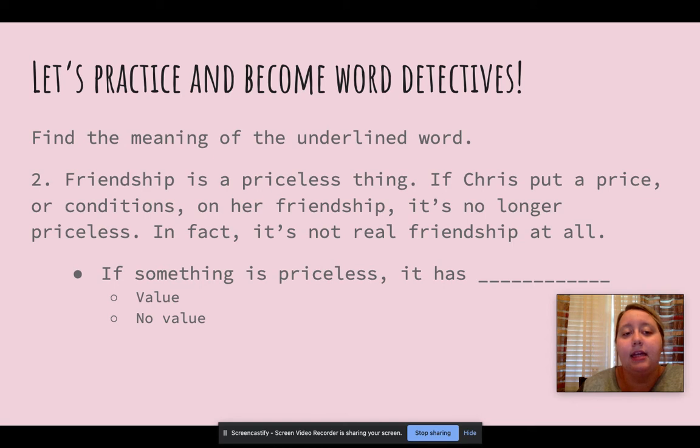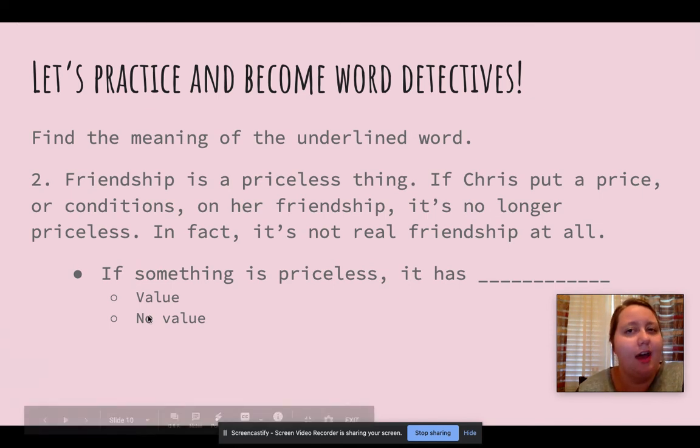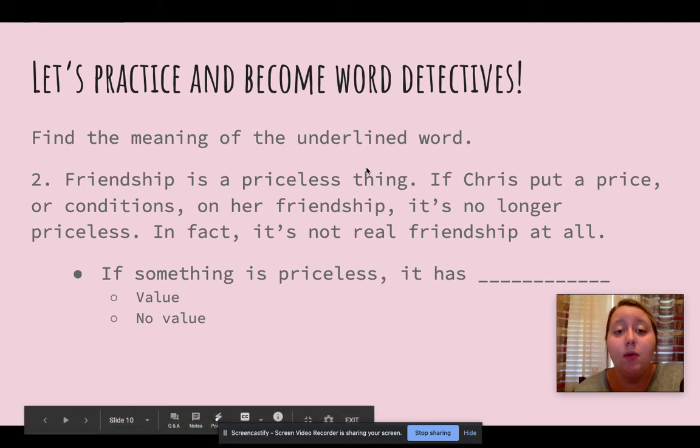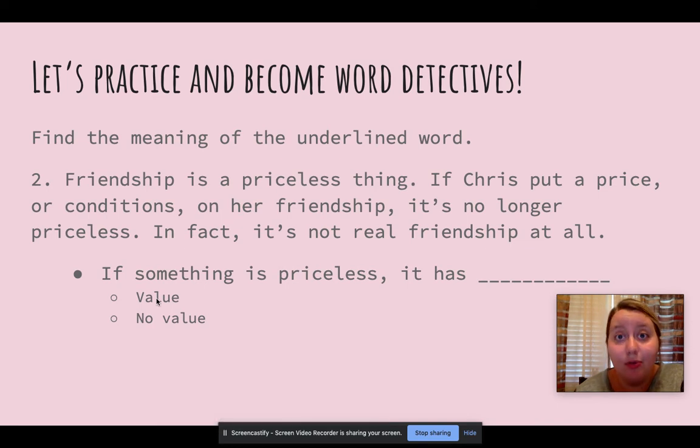Let's look at that again. Friendship is a priceless thing. If Chris put a price or conditions on her friendship, it's no longer priceless. In fact, it's not a real friendship at all. So on this one, we're going to use our background knowledge. We know that friendship is a really beautiful thing, right? We all love our friends. We all love to have friends. So because friendship is such a good thing, would it have value or would it have no value? Right, because it's a good thing, it would have value. So we know in this case, the word priceless would mean value because our friendships are really a valuable thing to us, right?